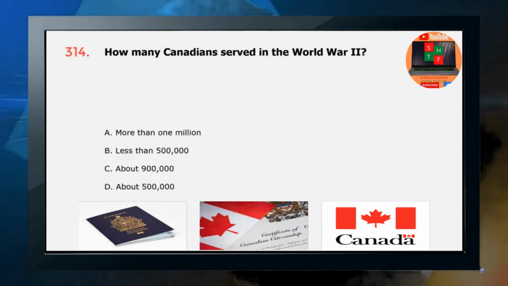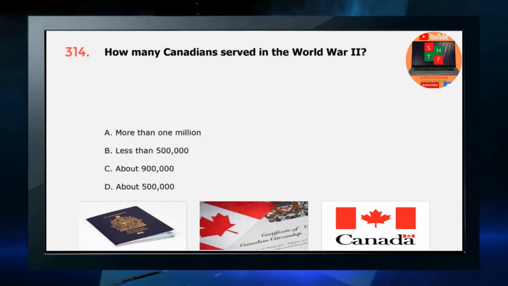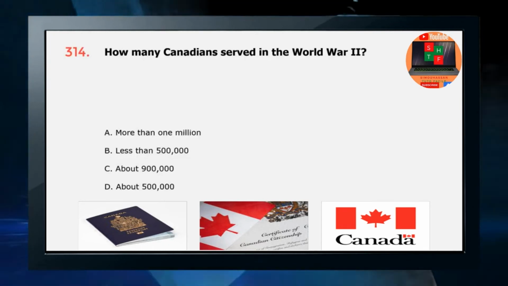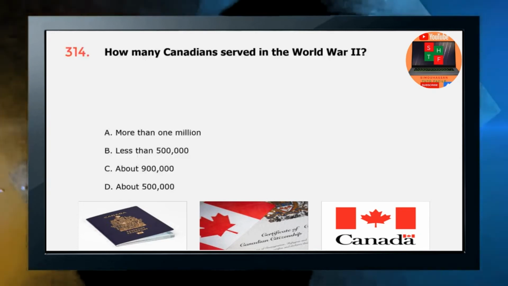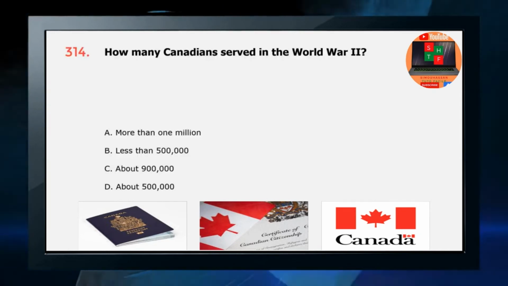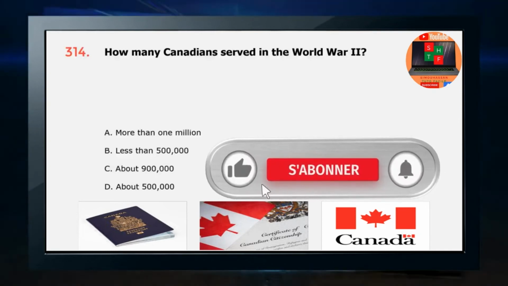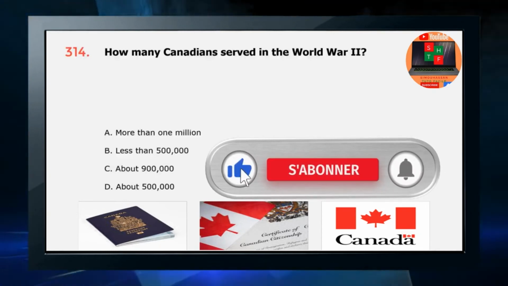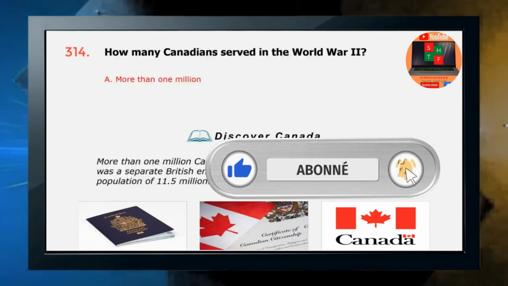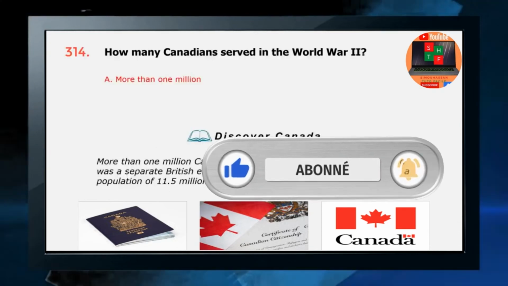Question 314. How many Canadians served in World War II? A. More than 1 million. B. Less than 500,000. C. About 900,000. D. About 500,000. The answer is A. More than 1 million.